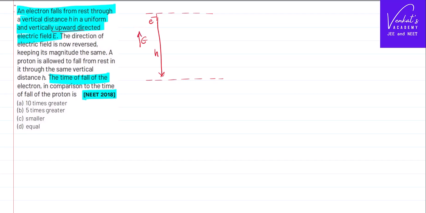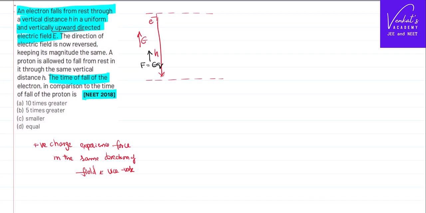So, the first thing that we need to know is that a positive charge experiences the force of the electric field in the same direction of the field, and vice versa. Meaning, an electron is a negative charge, so it experiences the force against the direction of the field. How much is that force? F equals EQ.